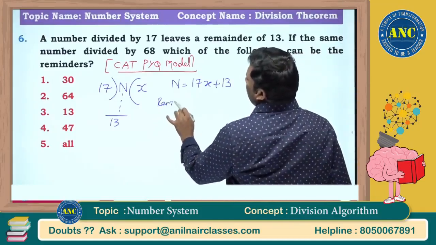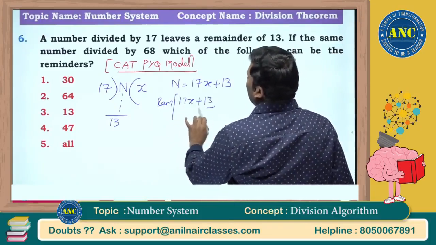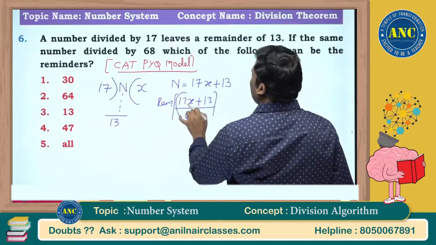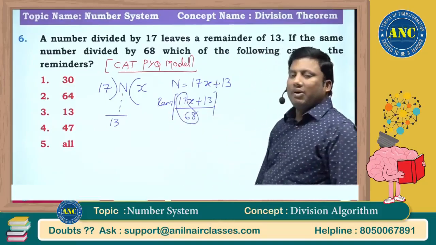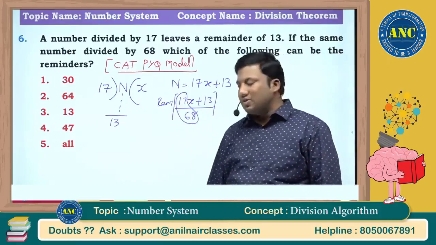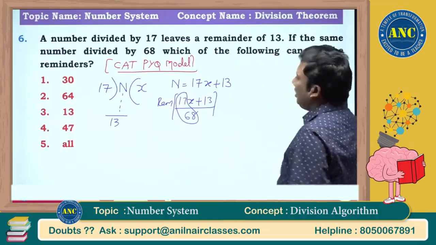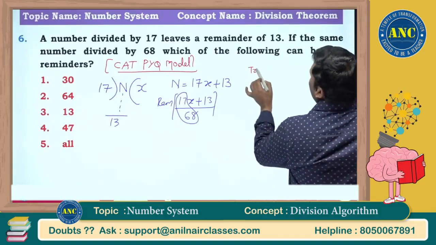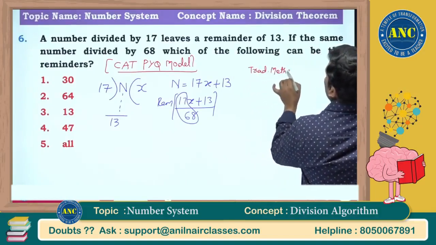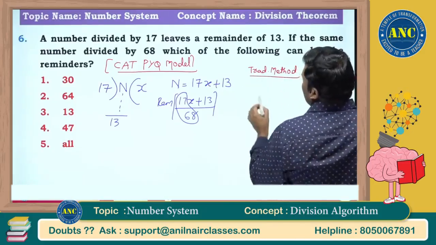I hope you understood this question compared with the previous question. The previous question was easy, where the numerator is perfectly divisible by the denominator. Now it is not perfectly divisible. First we will do the traditional method, then I will tell you Anil Nair's method.